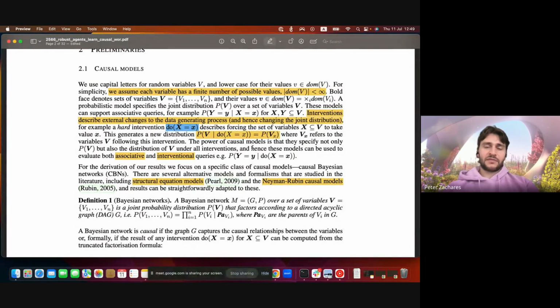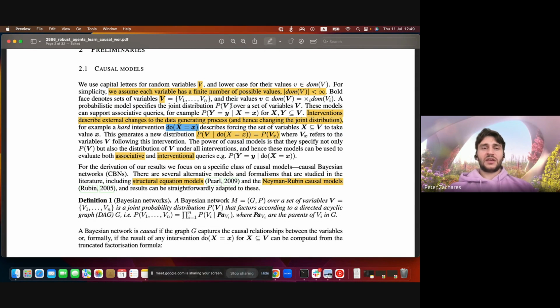Here's just a lot of stuff about notation. Do I need to explain any of this? Yeah, I guess I do. Okay, so your causal world is composed of a set of random variables, and they denote that set by boldface V.